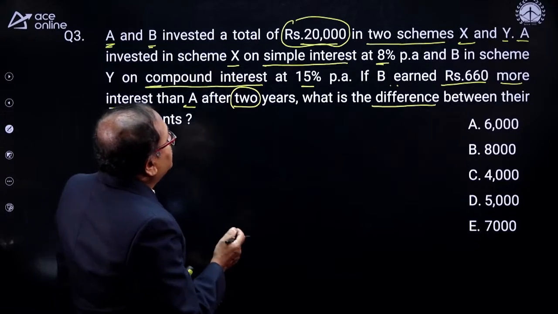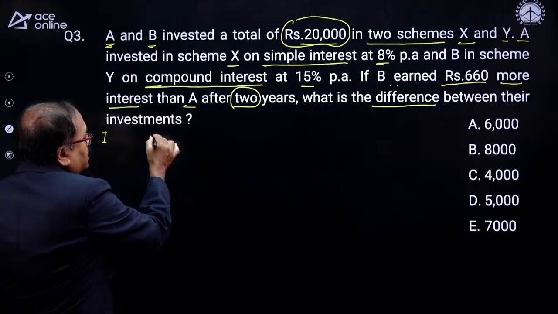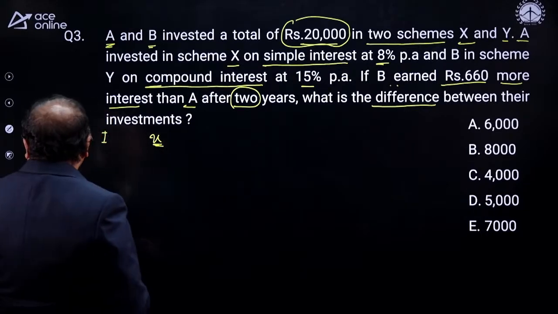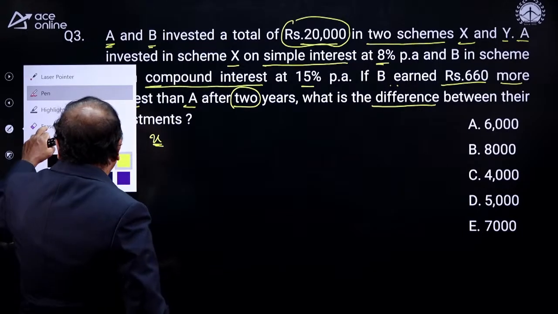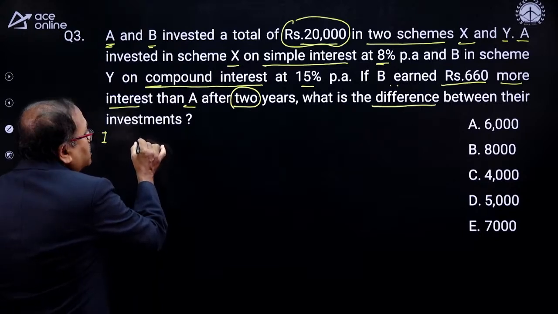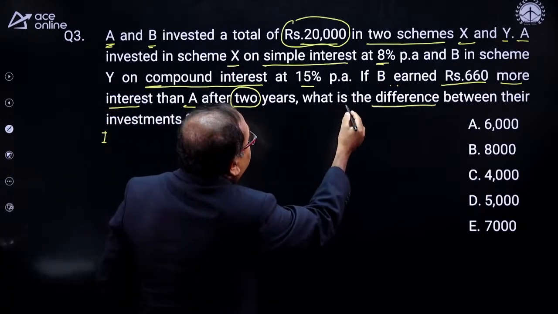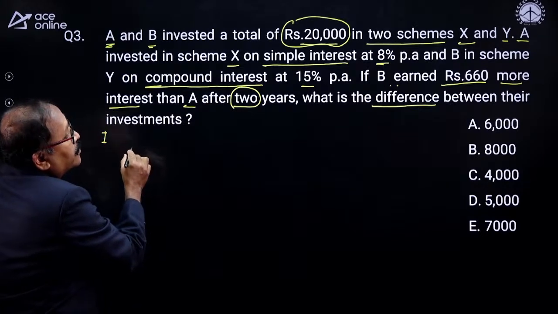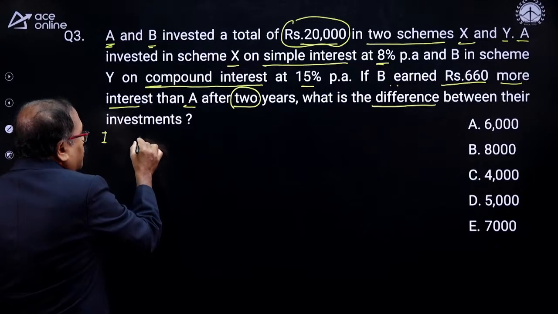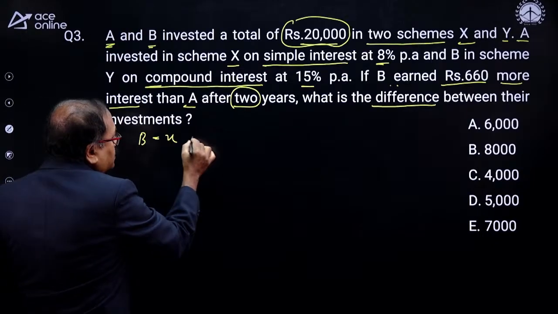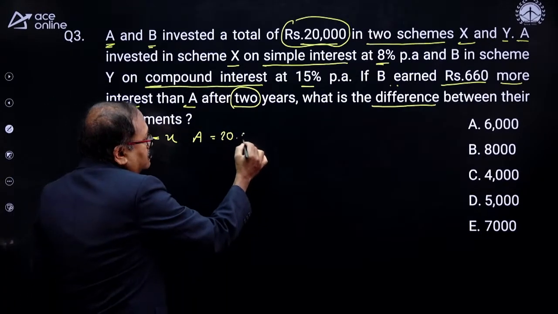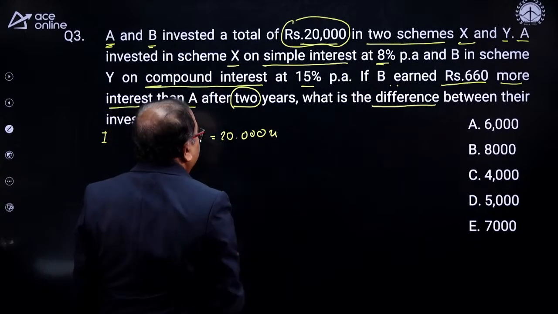So what is B's investment? If I consider that B has invested X rupees, I'll change that later on. From the very beginning I will consider that A is simple interest. So, take B has invested rupees X, then A will be investing 20,000 minus X.